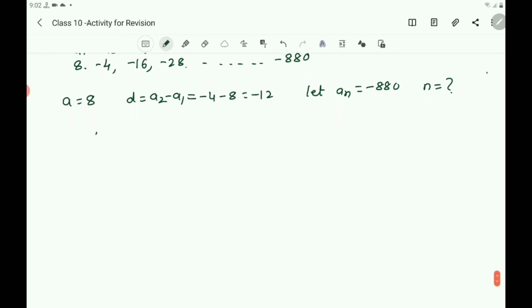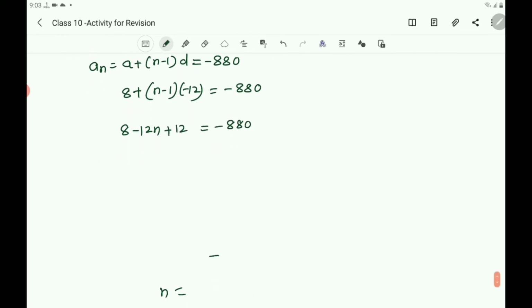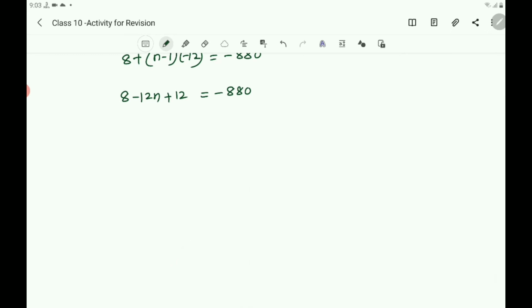Then you write the formula for AN. AN equals A plus n minus 1 into d. Here AN is minus 880, and A is 8, plus n minus 1, and d is minus 12, equals minus 880. Then 8, then n into minus 12 is minus 12n, and minus 1 into minus 12 is plus 12, that equals minus 880. Then you take 8 plus 12, the sum of 8 and 12 is 20, and minus 12n, so 20 minus 12n equals minus 880.